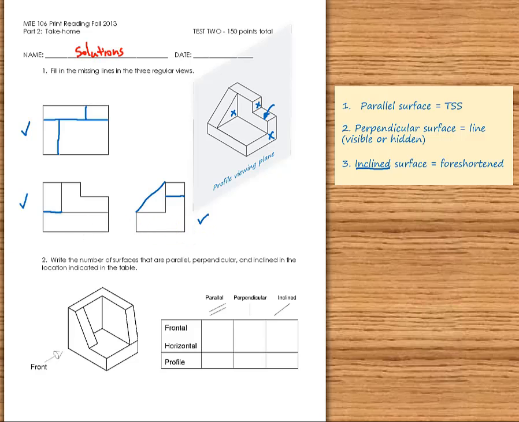Now, since we've looked through each viewing plane, the frontal viewing plane, the horizontal viewing plane, and the profile viewing plane, and in each case we've accounted for all the surfaces in each of the three views, we can be confident that we have now added all of the missing lines in the three regular views as the question asked.